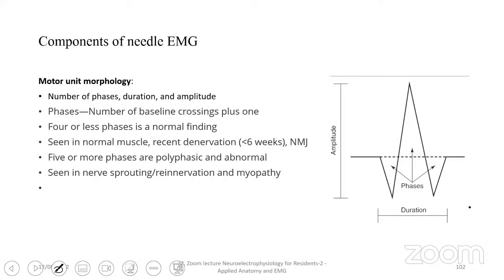Number of phases: 4 or fewer phases is a normal finding, and more than 4 is abnormal, though after an injury the abnormality is seen only afterwards. In recent denervation, less than 6 weeks, you can also see 4 or 5 phases. Abnormal is 5 or more phases, which are polyphasic and abnormal, and they are seen in nerve sprouting and reinnervation, as I said earlier.